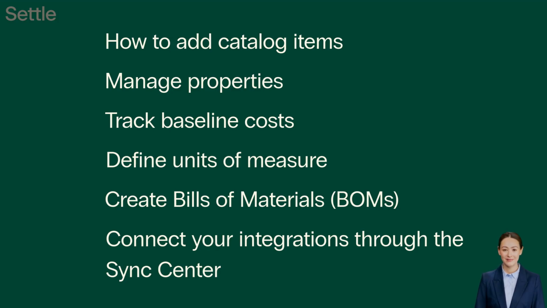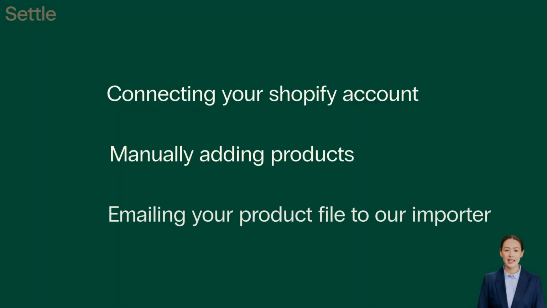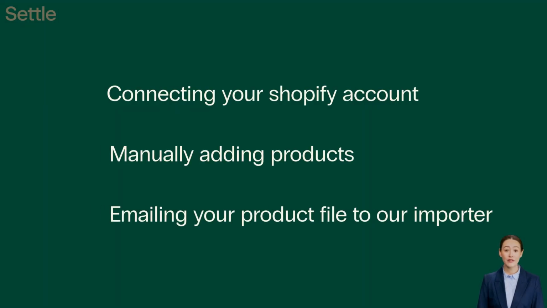Let's dive in. Products can be created in Settle by connecting your Shopify account, manually adding products, or by emailing your product file to our importer. These options are also not independent from one another. For example, you can use Shopify to automatically create your finished goods and manual upload to create your components.